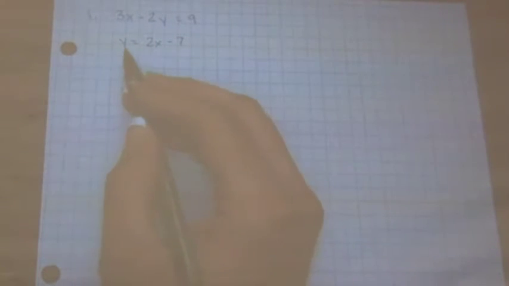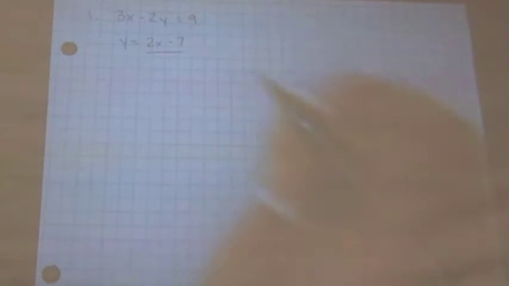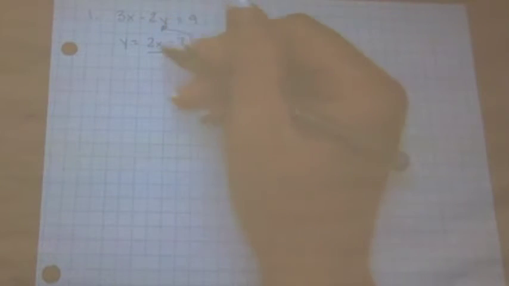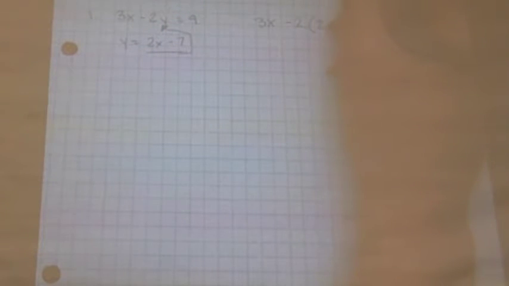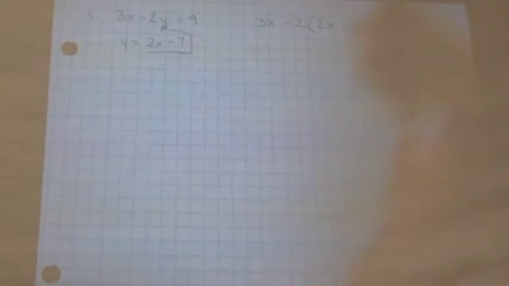So I have y equals 2x minus 7. I'm going to substitute that in for this y right here. So 3x minus 2, and then put in parentheses because it is multiplying right here, times 2x minus 7, because that's the same thing as y. I'm just substituting this in for y, equals 9.